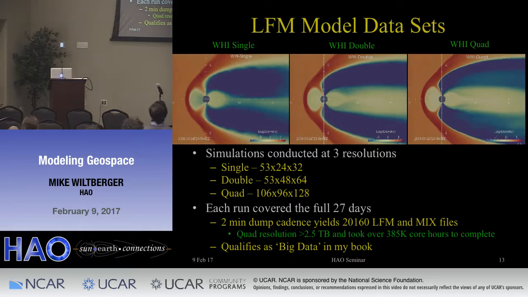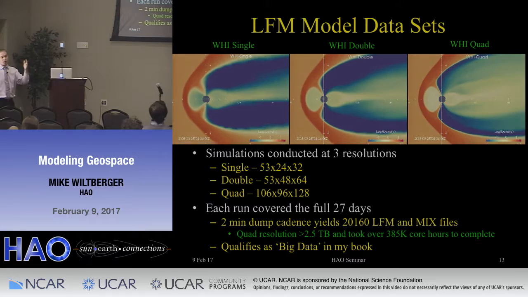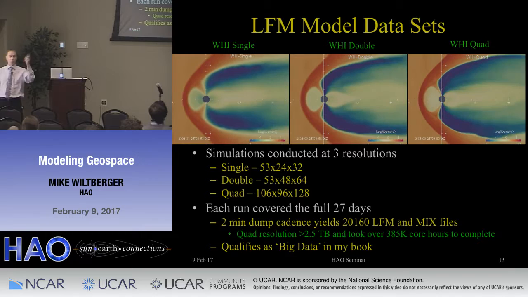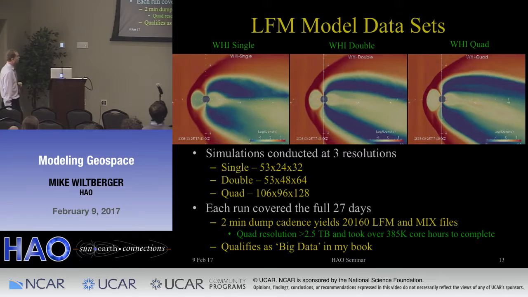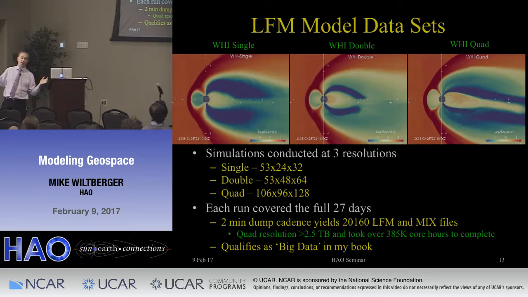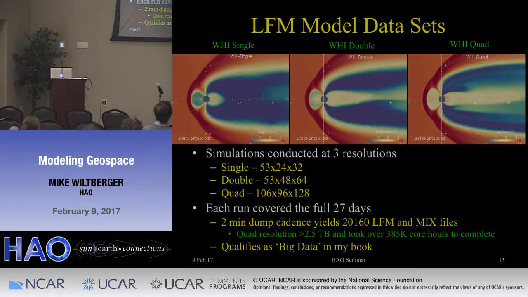That means each one of these runs is 16 times more work, because every time you decrease the cell size by a factor of 2, your time step goes down too, so you need to do more computational effort. To do the whole 27-day full heliosphere interval at the quad resolution produced over 20,000 files, 2.5 terabytes worth of data, and a fair amount of big data analysis work that needs to be done to go after that.